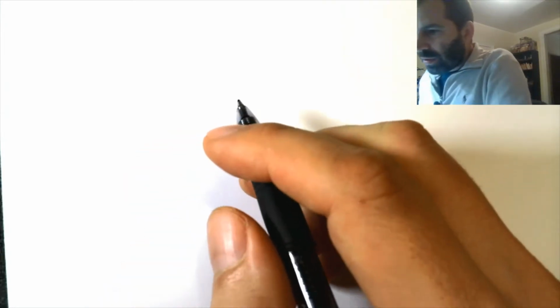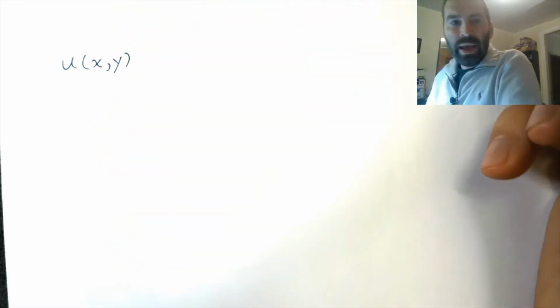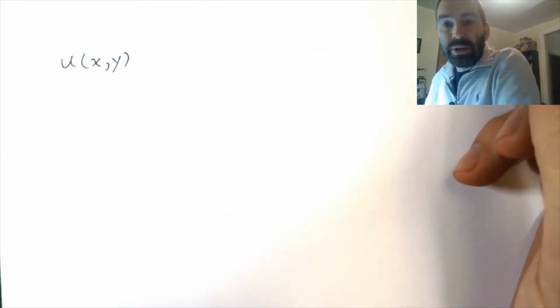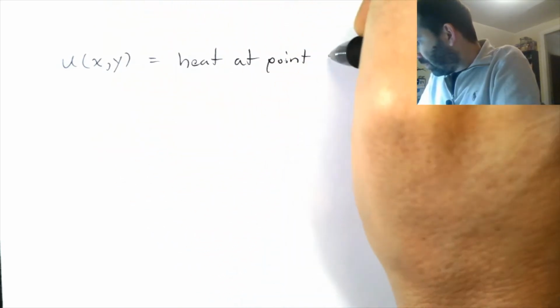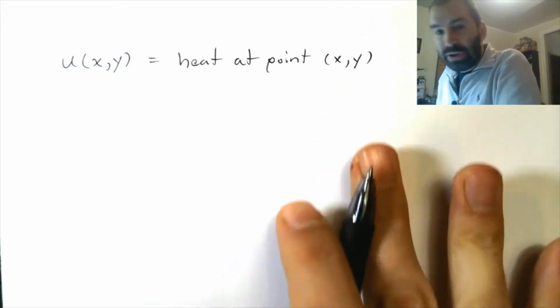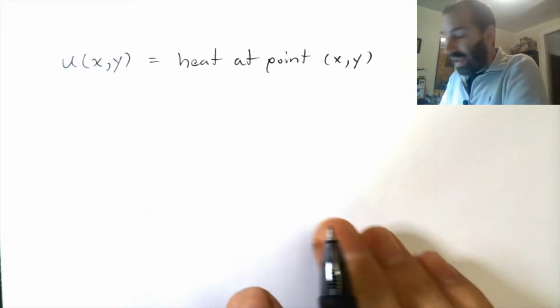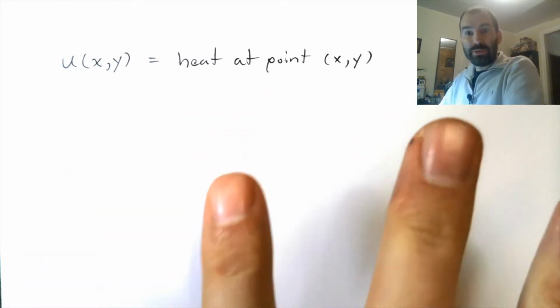Okay. So first of all, let's look at this heat flow example. Suppose you have a function of x and y, and it represents the heat at any point. All right, this is the heat at point x, y. So here's a plate, right? And at any point, it may have different temperatures.